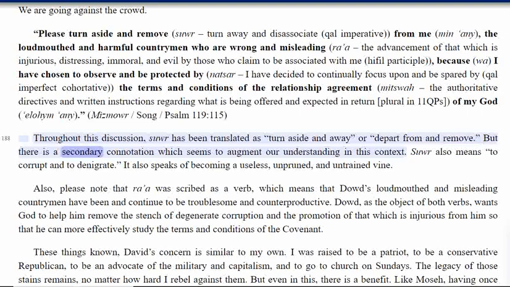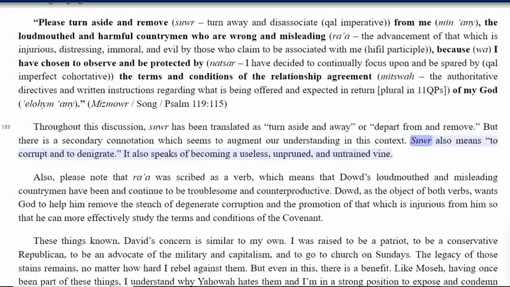But there is a secondary connotation which seems to augment our understanding in this context. Sur also means to corrupt and to denigrate. It also speaks of becoming a useless, unpruned, and untrained vine.